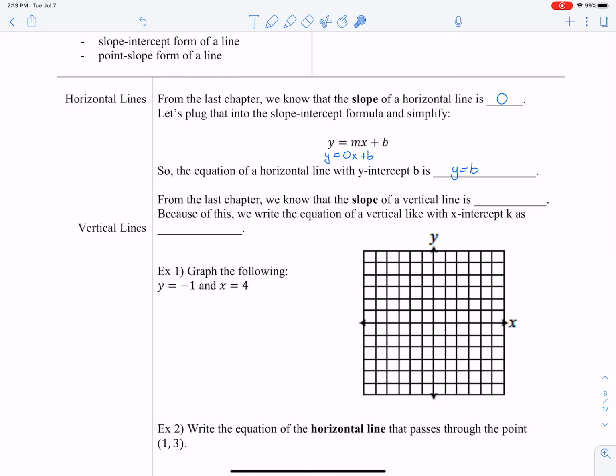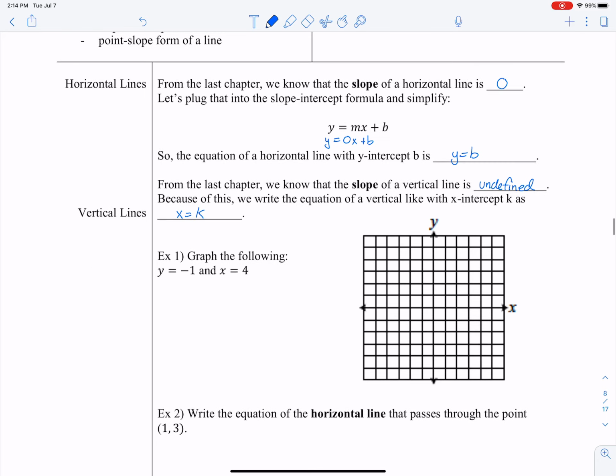Also from the last chapter, we know that the slope of a vertical line is undefined. Because of this, we write the equation of a vertical line with x-intercept k as x is equal to k, where k means a number.